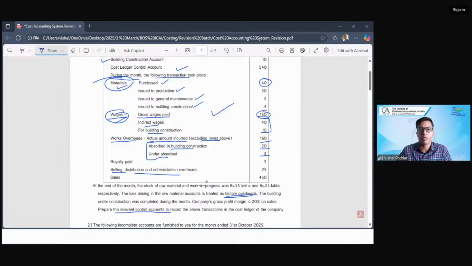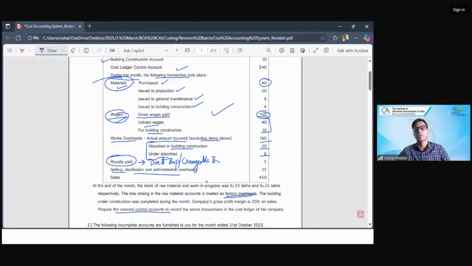Now, next is royalty paid. Now, students, this is again a very important adjustment. Royalty is nothing but direct expenses. So in maybe some other question, they may call it direct expenses paid. In some other question, they may call it chargeable expenses. So you should know the parallel terminologies for the same adjustment. So either the specific name of that expense is given, or they may call it by the generic name or by the technical name.